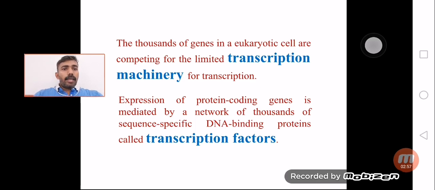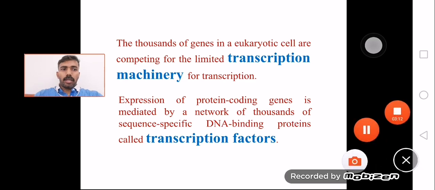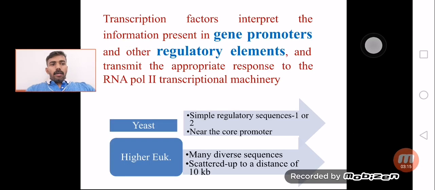So there are specific DNA binding proteins called transcription factors, which mediate which gene has to be transcribed. So what do these transcription factors actually do? They simply interpret the information present in the gene promoter sequences and also in the additional regulatory sequences within the chromosome to the transcription machinery, in fact to the RNA polymerase enzyme, so that a successful transcription can onset or initiate.